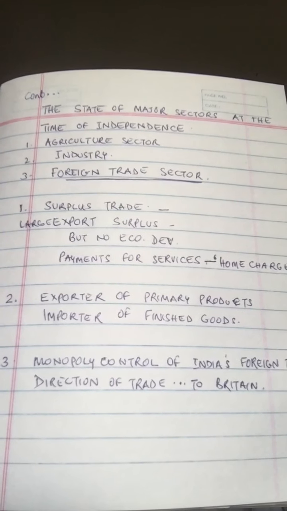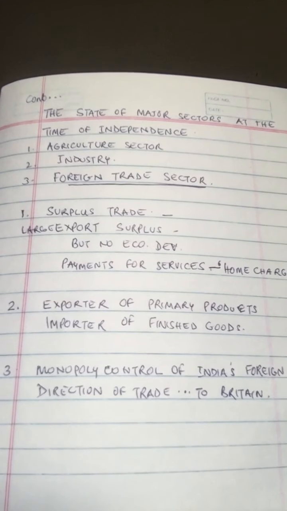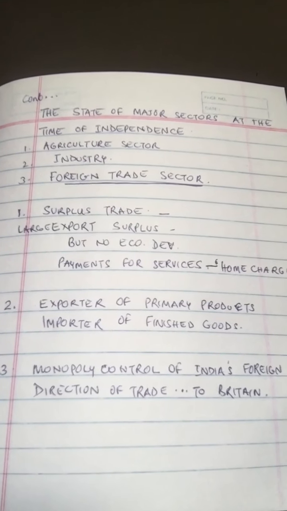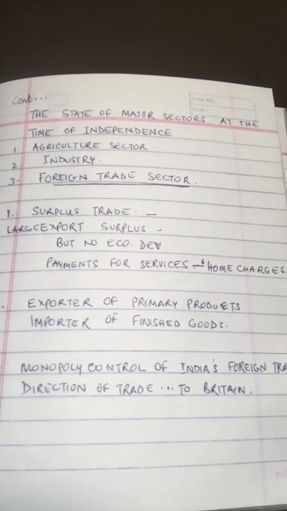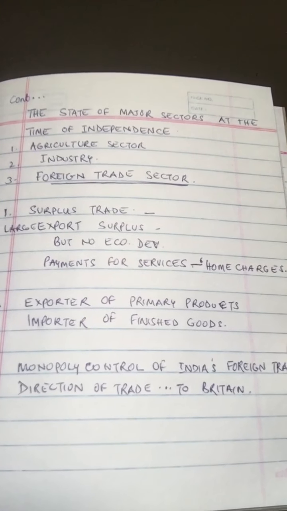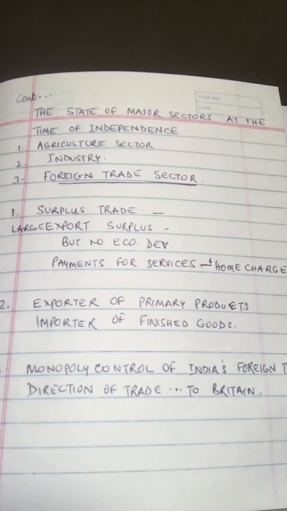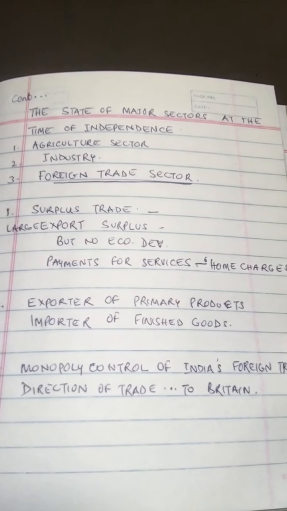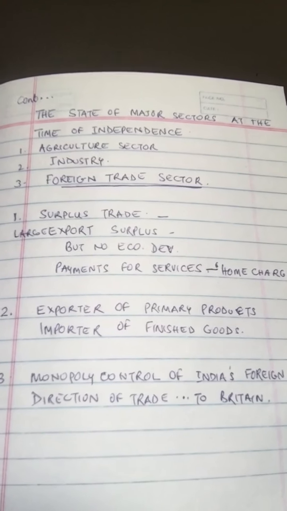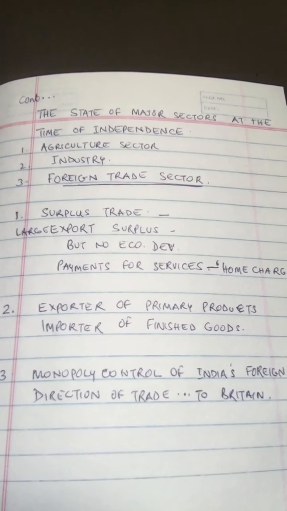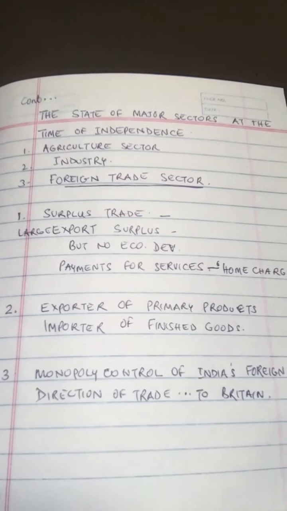And talking about the direction, which was our main partner? That was basically Britain, the UK. Because we were a British colony, exports and imports of the country became a monopoly control of the British government.